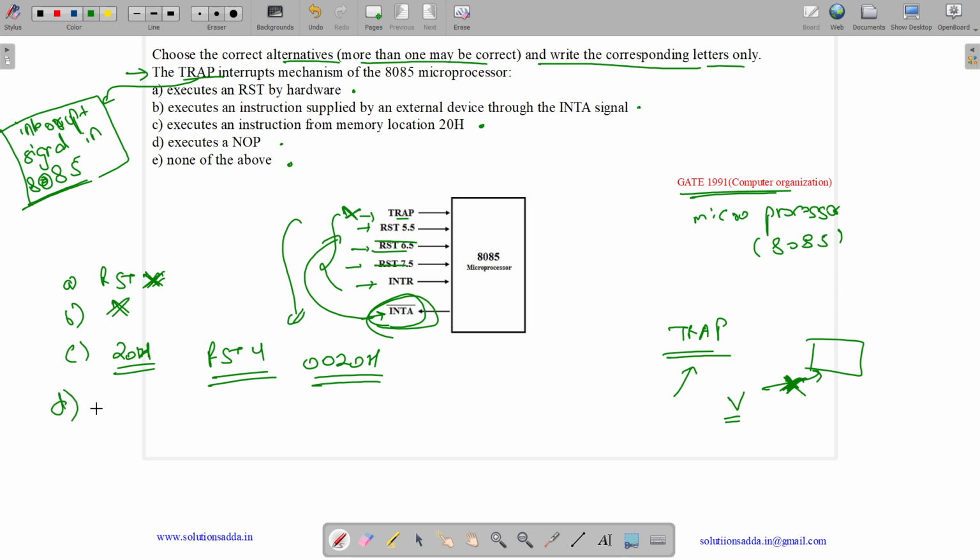Option D executes a NOP instruction. No, NOP instruction is not at all related with this trap interrupt. So answer is option E, none of the above.